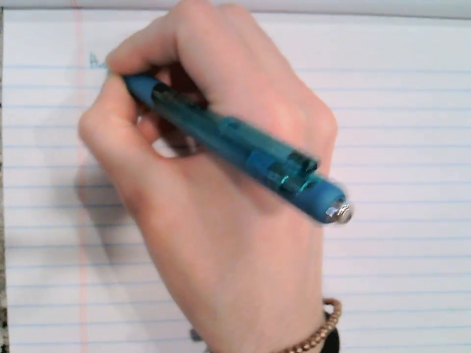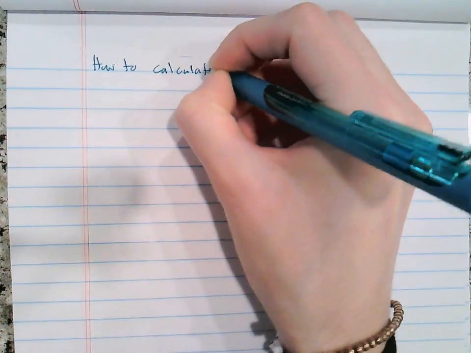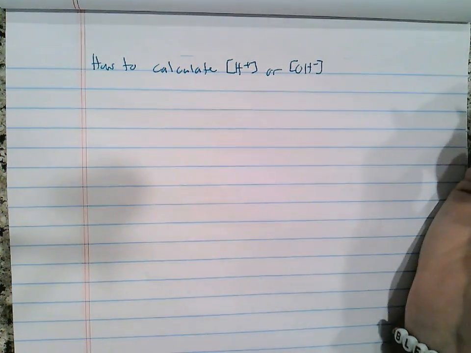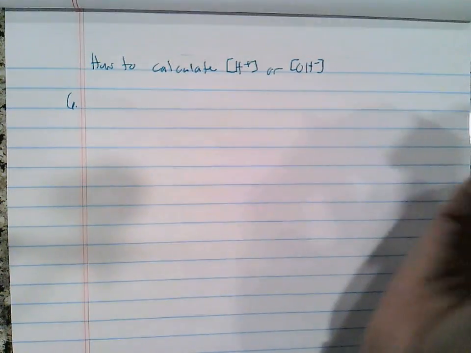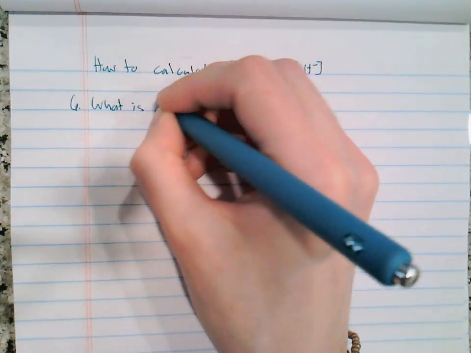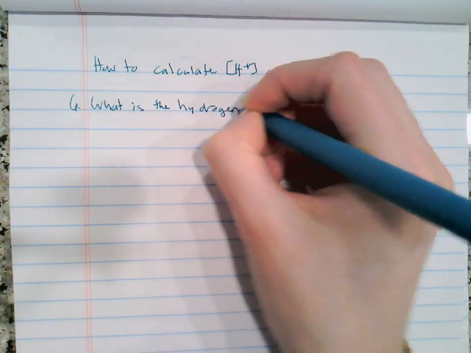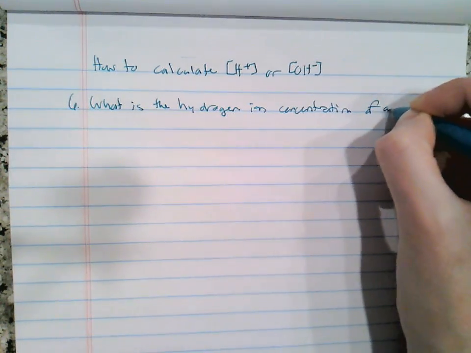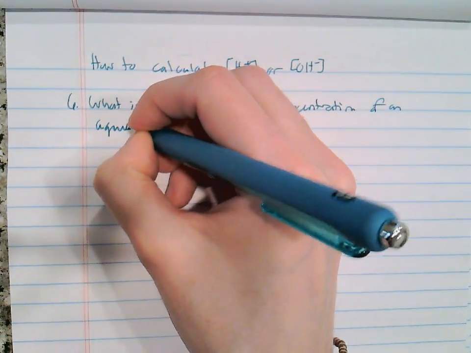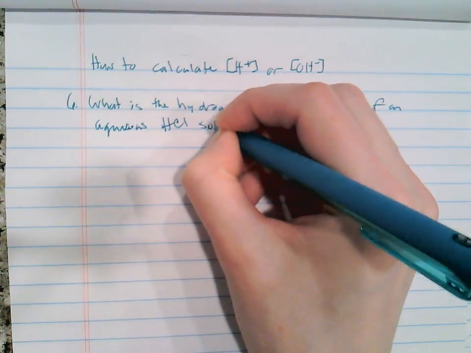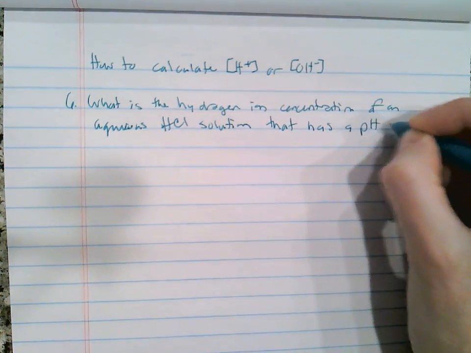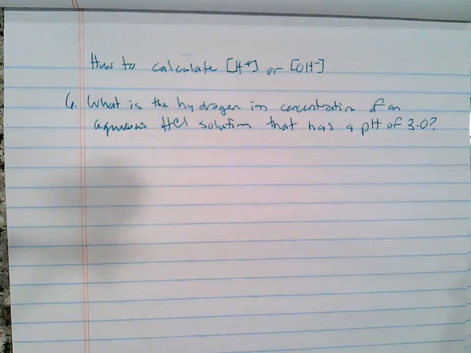Okay, so in this video, we're going to go over how to calculate either the concentration of hydrogen ions or the concentration of hydroxide ions. So, for example, maybe your question is, what is the hydrogen ion concentration of an aqueous HCl solution that has a pH of 3.0?